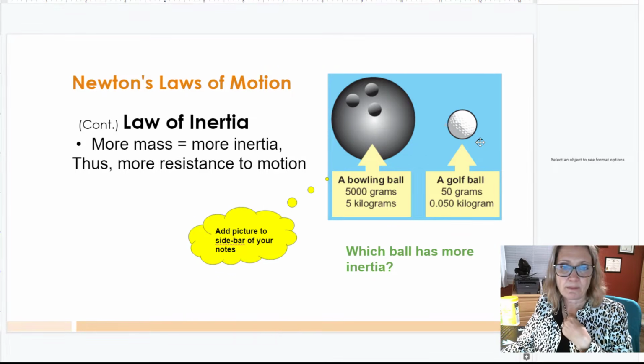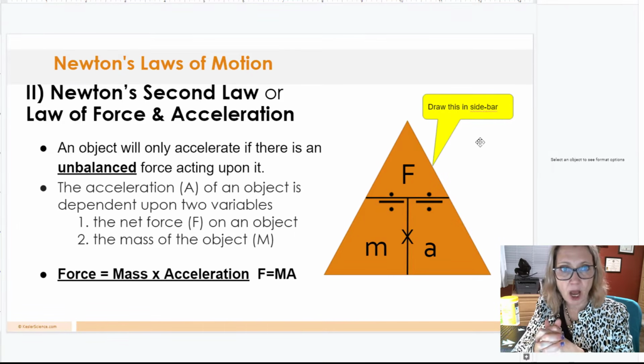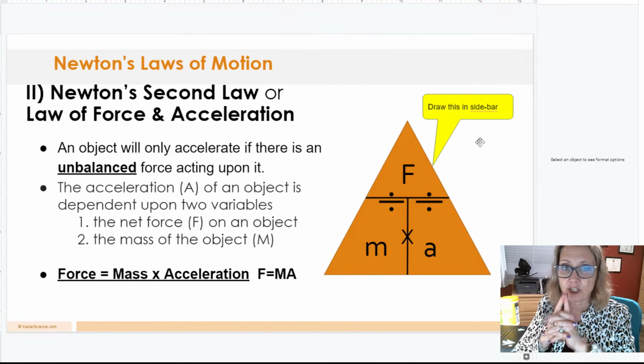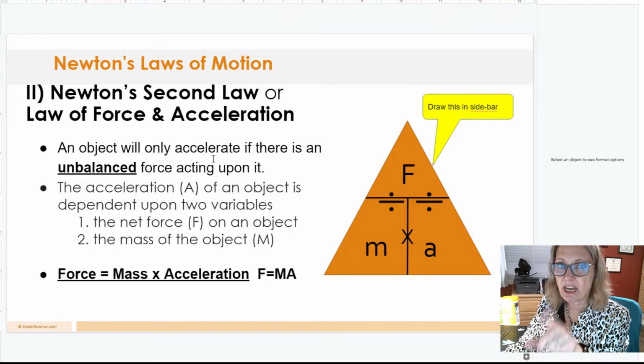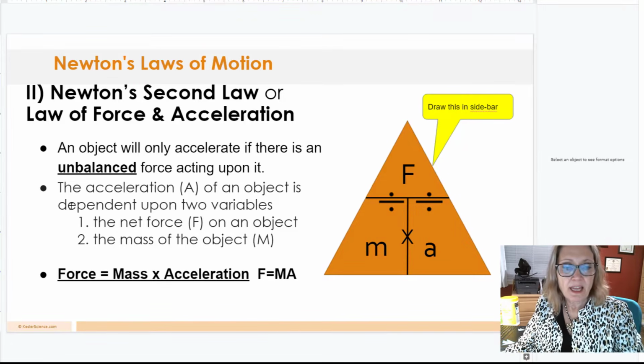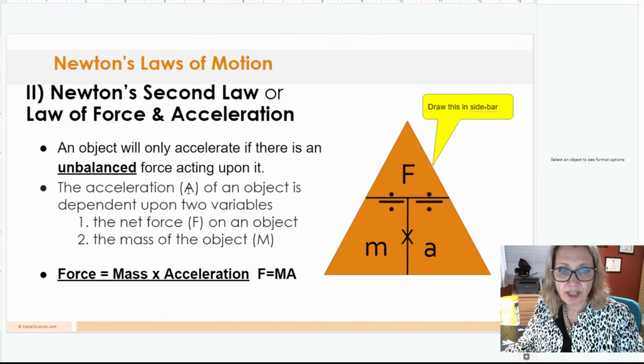All right, Newton's second law. The second law also has a second name, and that is the law of force and acceleration. So what does this mean? It means that an object will only accelerate. Remember, the true meaning of accelerate is a change in speed or a change in direction. An object will only accelerate if there is an unbalanced force acting on it. Okay. The acceleration, which we denote with the letter A, of an object is dependent upon two variables.